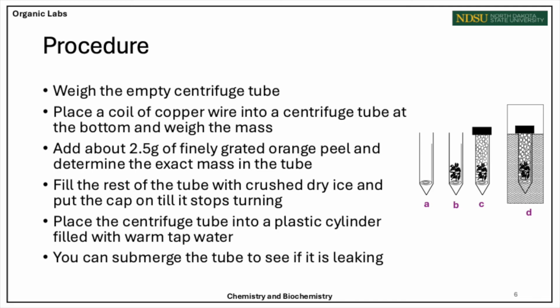Then you'll place a coil of copper wire into that centrifuge tube at the bottom and weigh the mass, as seen here in Figure A. Then you'll add about 2.5 grams of finely grated orange peel and determine the exact mass of orange peel in the tube, as seen here in Figure B. Then you'll fill the rest of the tube up with crushed dry ice and put the cap on until it stops turning, as seen in Figure C.